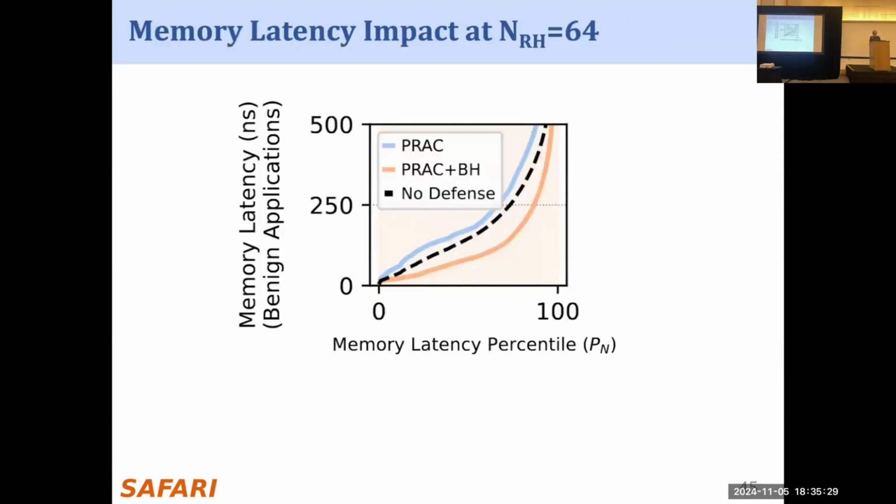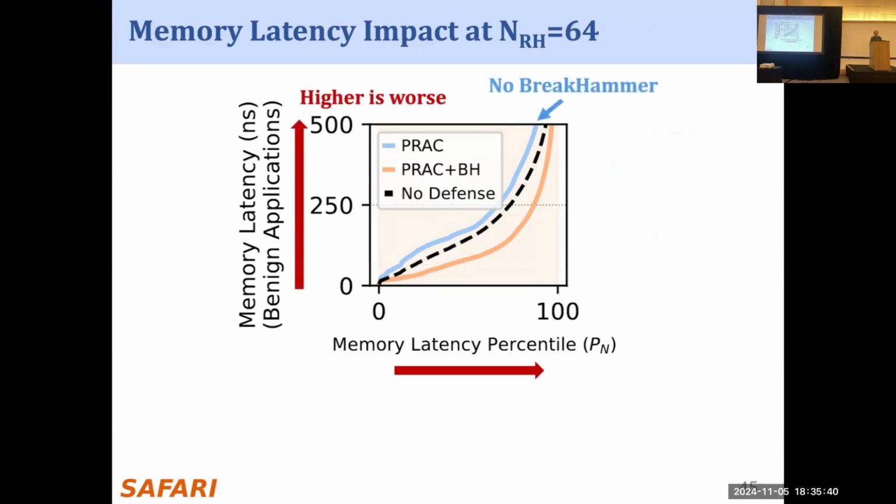We continue by evaluating BreakHammer's impact on memory latency. The x-axis is the memory latency percentiles. The y-axis is the memory latency of benign workloads in nanoseconds. The blue line shows the system without BreakHammer, the orange line shows the system with BreakHammer, and the dashed black line shows the memory latency of a system with no RowHammer defense.